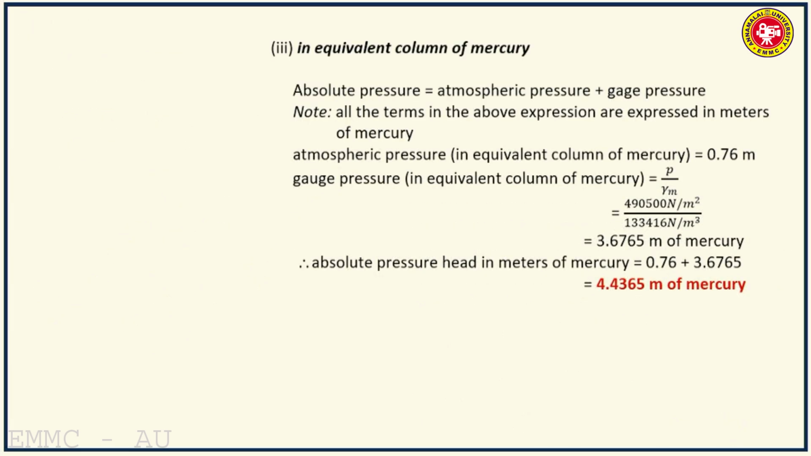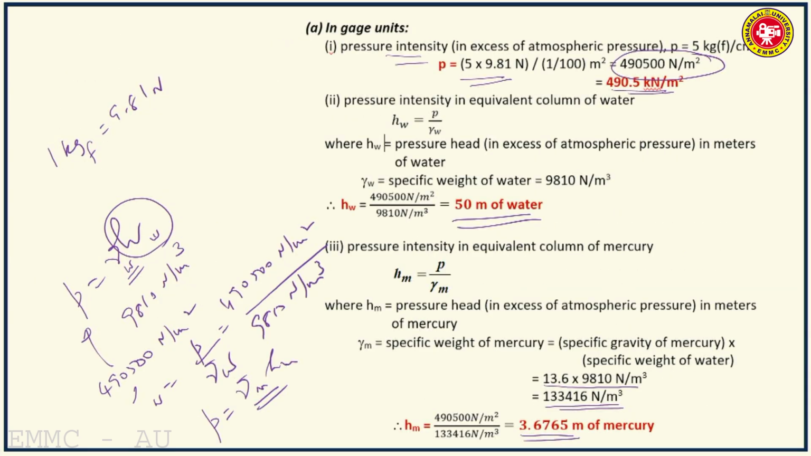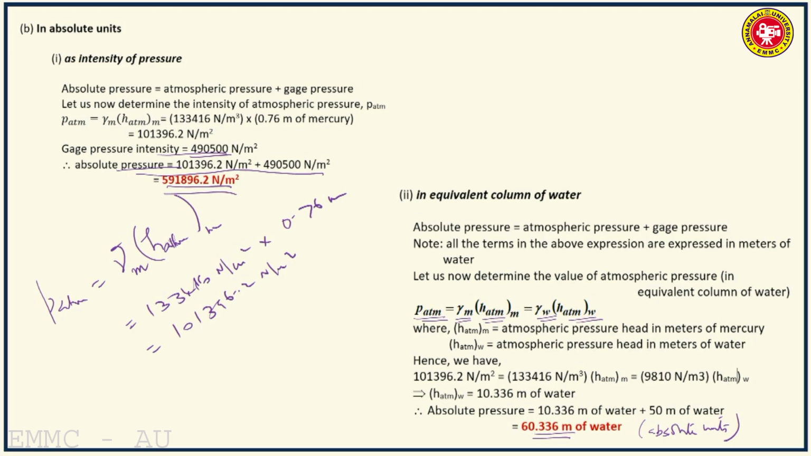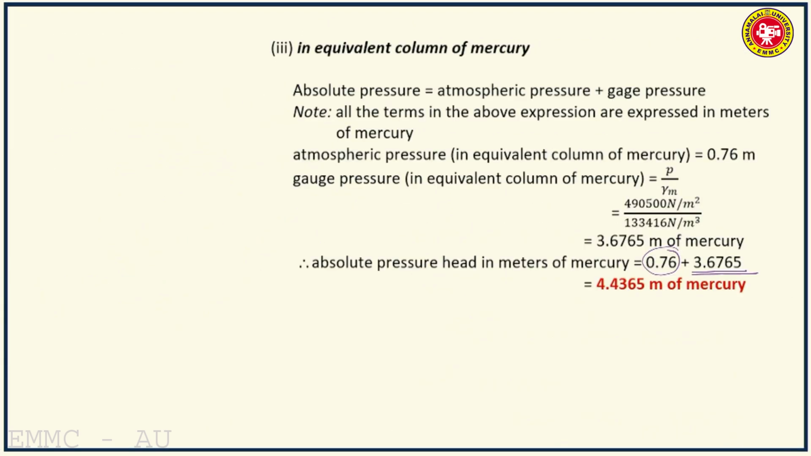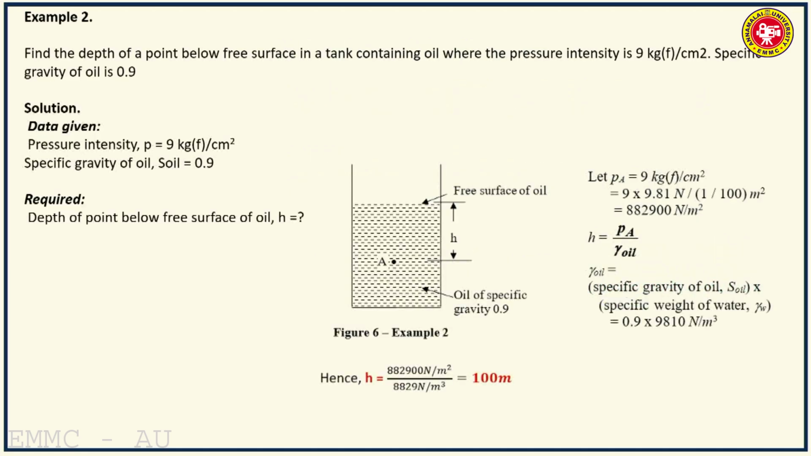In equivalent column of mercury, using the same concept, the absolute pressure head in meters of mercury will be: this is the atmospheric pressure in equivalent column of mercury, that is 0.76 meter, plus the column required to exert a pressure of 5 kgf per centimeter square, that is 3.6765 meters of mercury. So you get the absolute pressure head as 4.4365 meters of mercury.